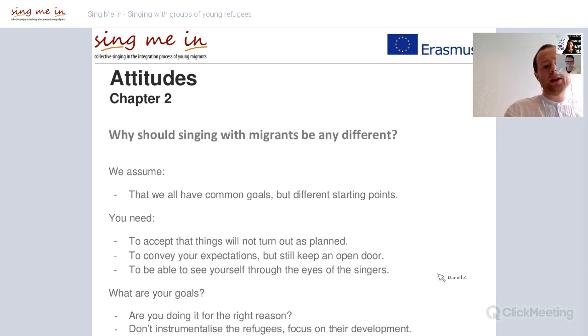A last thing we would like to point out is that it's important to do this kind of job for the right reason. So you don't see the refugees as a thing or just a means for your own work, but it's important that the project is about the refugees or the migrants. So to have a lot of empathy, to be able to see things from the perspective of the refugees and make sure the project's about them and not you or your ambitions. So those are basically the contents of the second chapter.